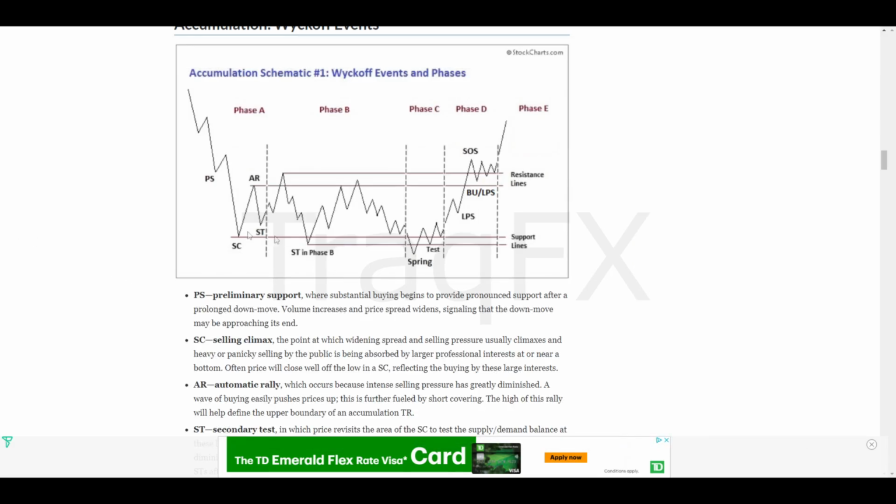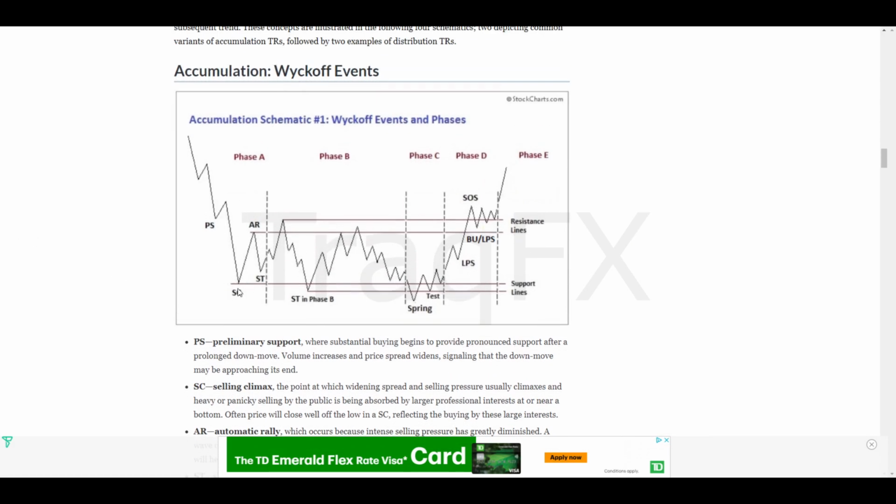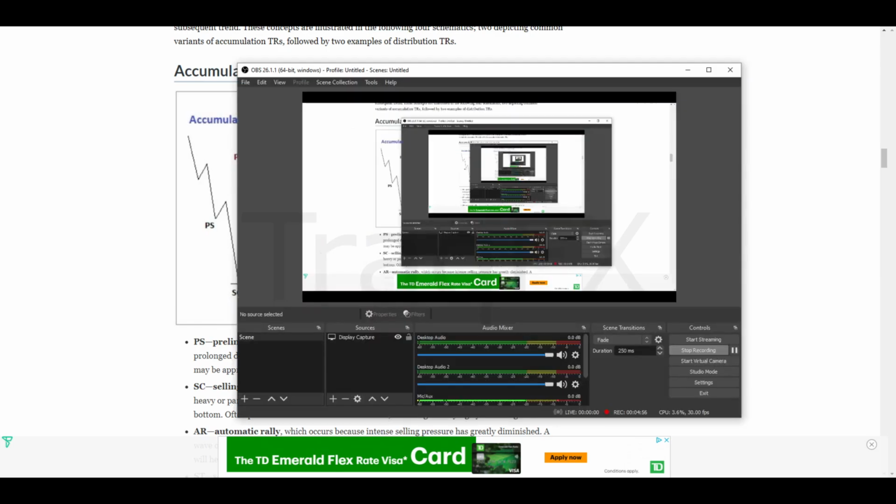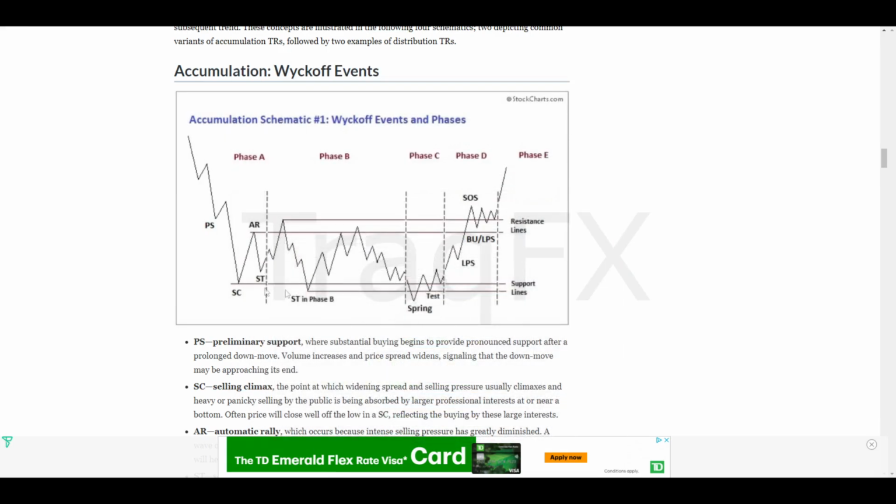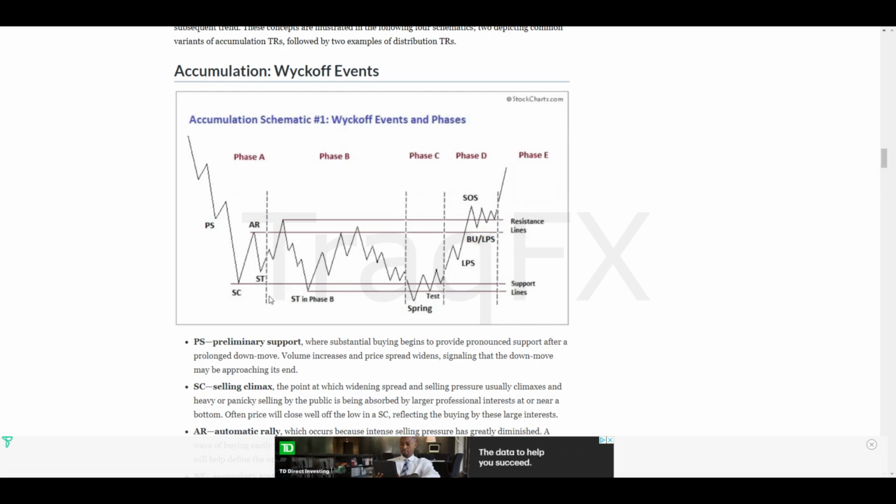Even though we do understand what the selling climax, automatic rally and secondary test are, we're not really looking to get into positions until we're in the final stages. So anyone that's entering in phase A is basically about to get stopped out. So the market pushes down to hit the stops on the selling climax and secondary test.